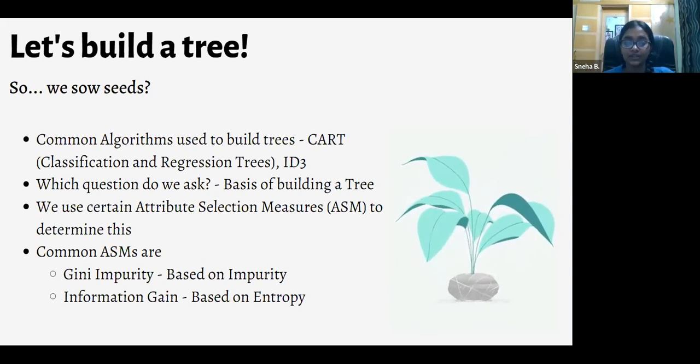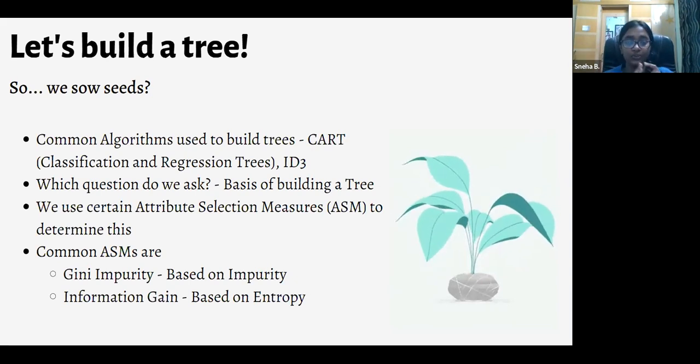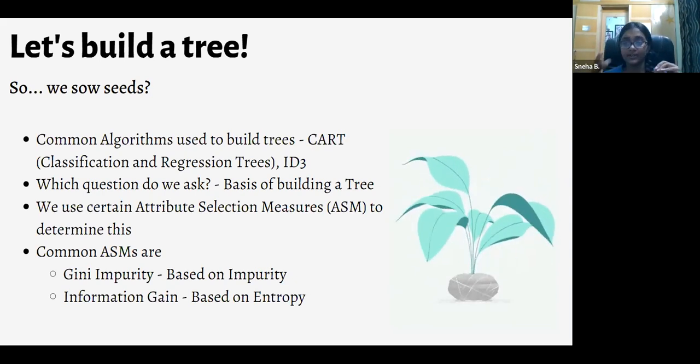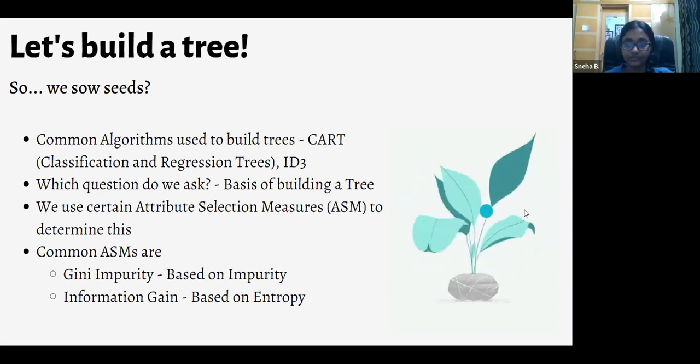There are two types of attribute selection measures. Actually, there are many more than two, but in this session, we'll be talking about two. So one is something known as Gini impurity, and another is something known as information gain. So Gini impurity is based on a concept called impurity. Information gain is based on a concept called entropy. We'll discuss all of these terms in detail right now.